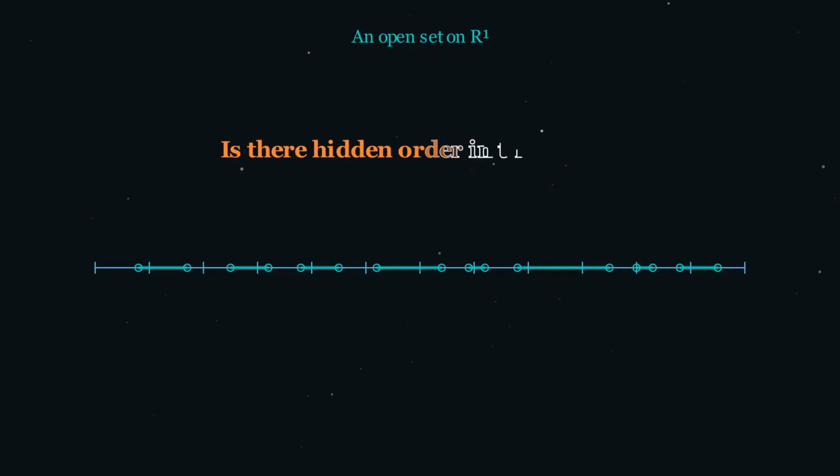Okay, so I want you to look at this. Here's an open set on the real line. It's messy. It's got pieces scattered all over the place. Some of those pieces are tiny, some are wide. Here's my question. Is there some kind of hidden order inside this mess? Can every open set on R1, no matter how complicated it looks, be broken down into simple, understandable pieces?